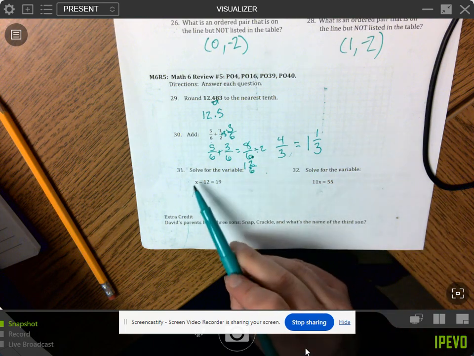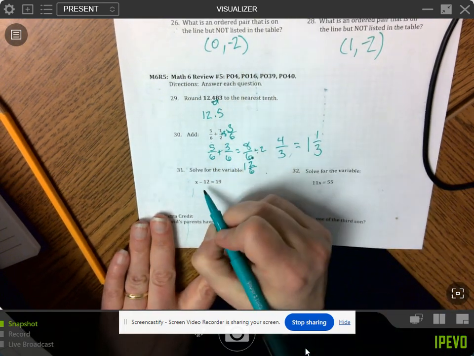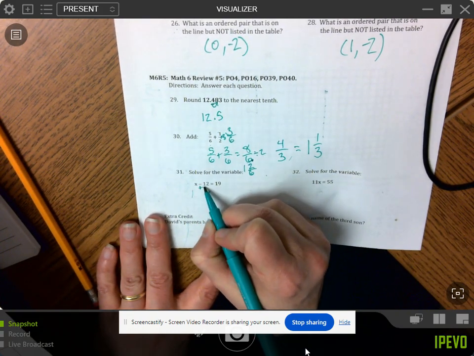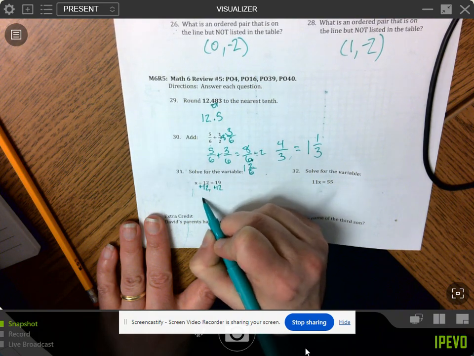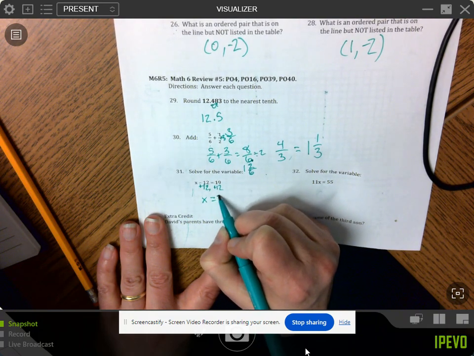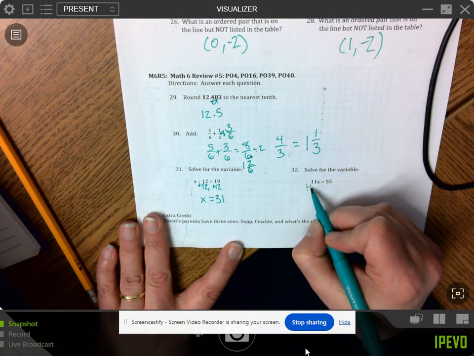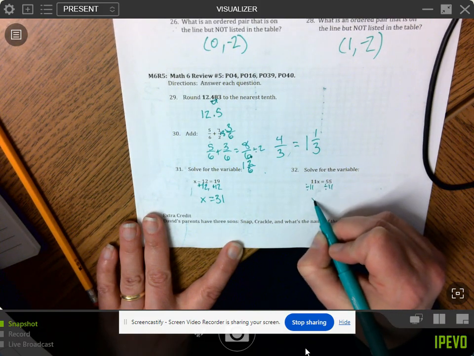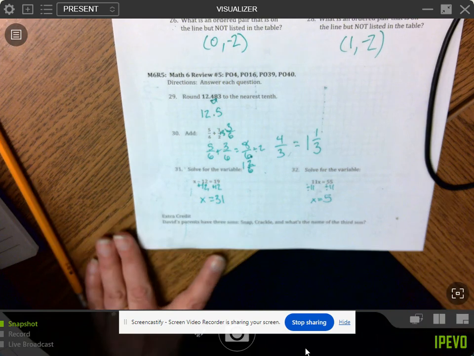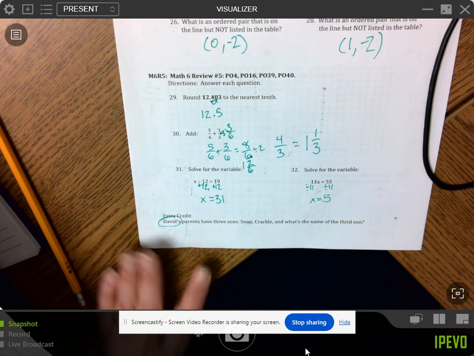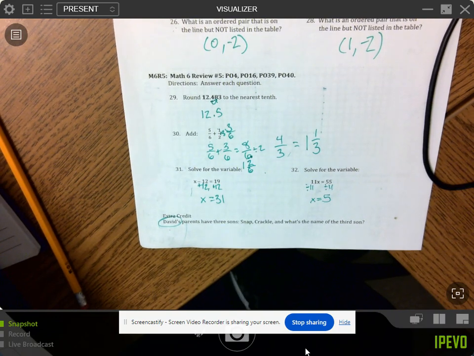Okay. Now, solving for that variable, doing our one-step operation. If I am subtracting 12, I need to add 12. So 19 plus 12 gives me a 31. And if I'm multiplying by 11, I need to divide by 11. So 55 divided by 11 gives me a 5. And we all knew that if David's parents had 3 sons, Snap, Crackle, what's the name of his third? It is David. Any questions on any of these objectives?